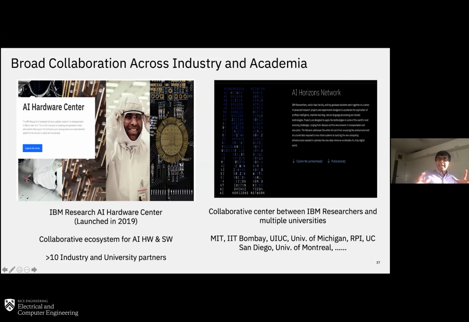IBM also has a very extensive program called the AI Horizons Network. This is essentially a huge program that funds multiple universities across the country. Our current set of universities that we collaborate with and that we fund includes MIT, UIUC, University of Michigan, IIT Bombay, and so on and so forth. So really our objective is not just to do this work and enable our business units to succeed, but also to do this in a way that is collaborative and open so that we can get the best ideas from the best folks across industry and academia and put it all together to build leading edge AI systems.